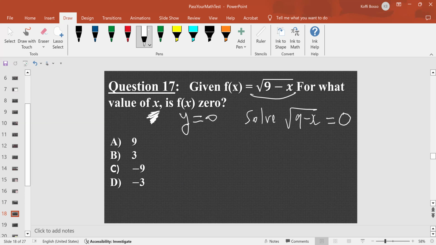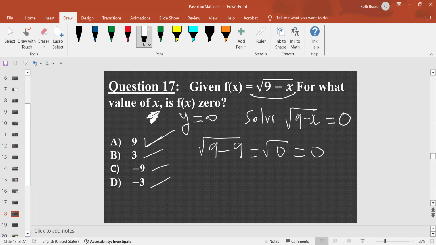They give you 4 different answers here. What you can do is plug them in one by one to see for what value of x, because 9, 3, -9, and -3 represent the x value. You're going to have the square root of a 9, might that value give you 0. So let's replace first of all x by 9. You're going to have a square root of 9 minus 9. And 9 minus 9 is 0. So square root of 0 is 0. So A is the correct choice.